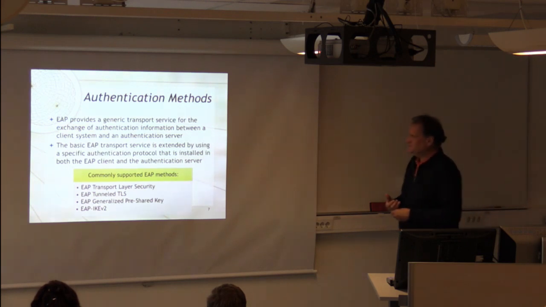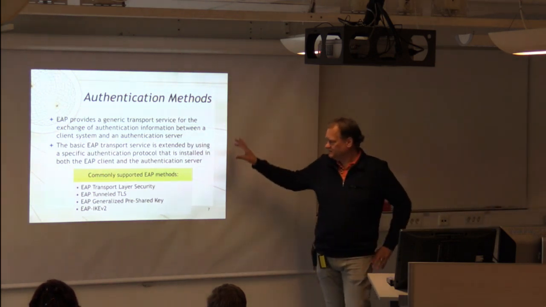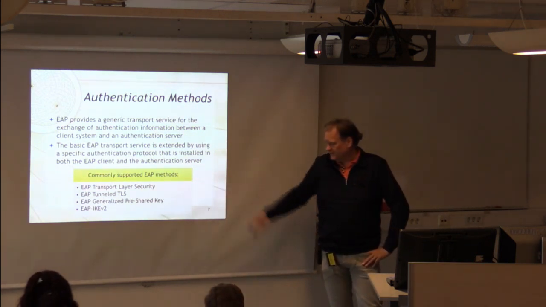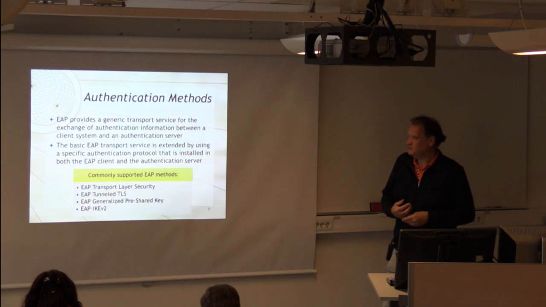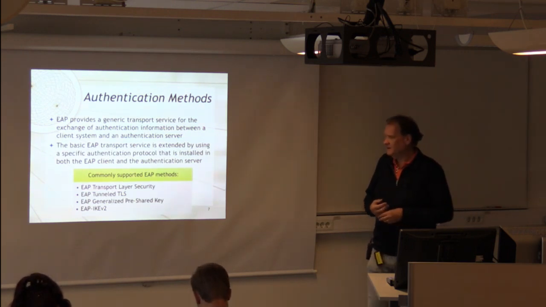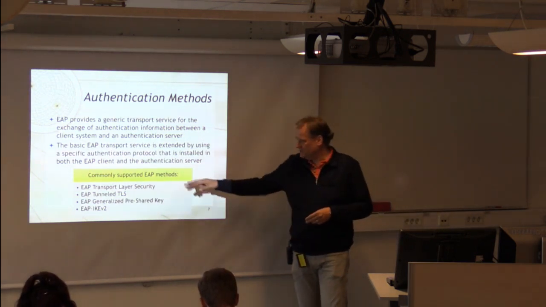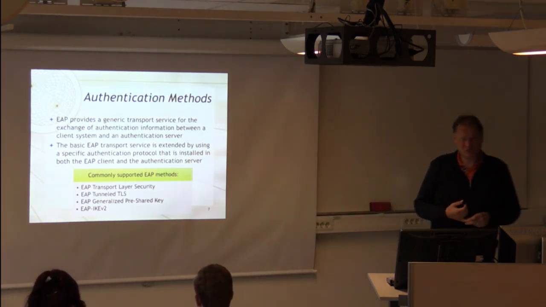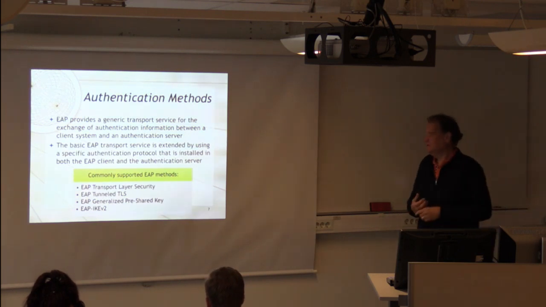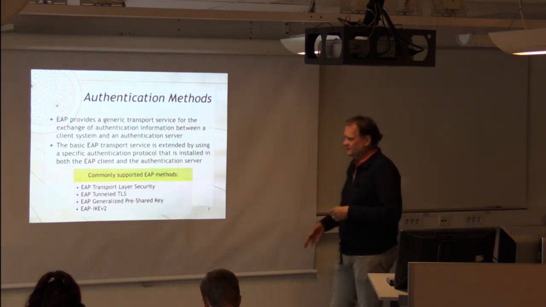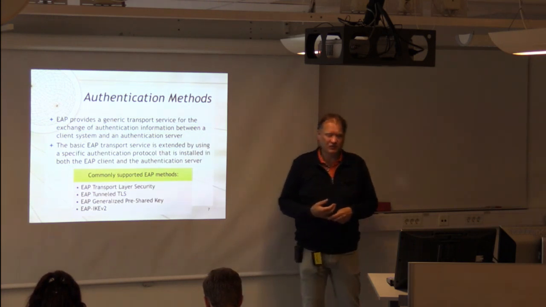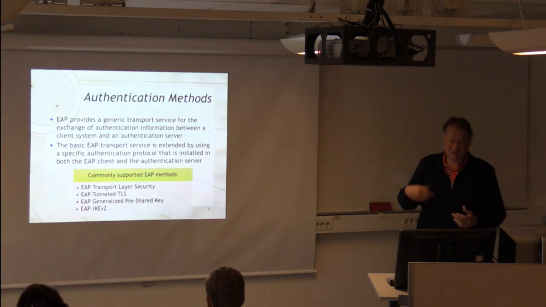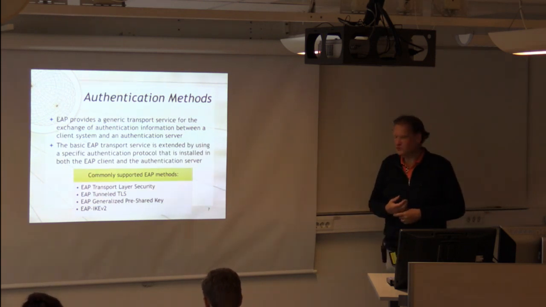So authentication methods then. Well, as I said already, we have the EAP, which gives us a framework, and then there are a number of methods that we can use together with EAP. EAP Transport Layer Security, which uses the TLS protocol to create an encryption. We have Tunnel TLS, which is a little bit more complex, because you first set up an encrypted tunnel, and then inside that encrypted tunnel you start to authenticate, and you again encrypt the traffic.